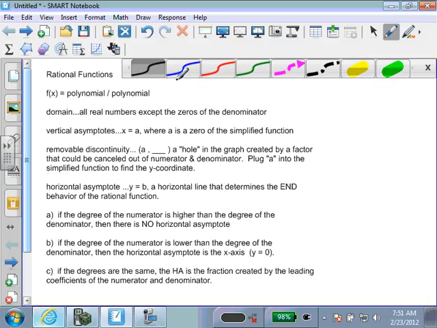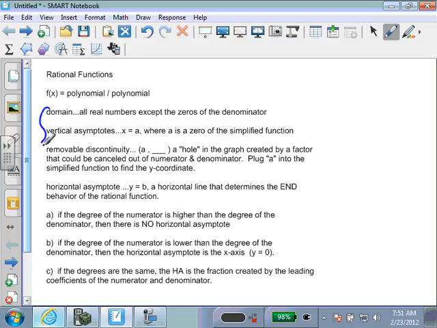These three things go together. Every exception in your domain will either be a vertical asymptote or a removable discontinuity. Never both, but every one of those excluded values must be accounted for as a vertical asymptote or a removable discontinuity.